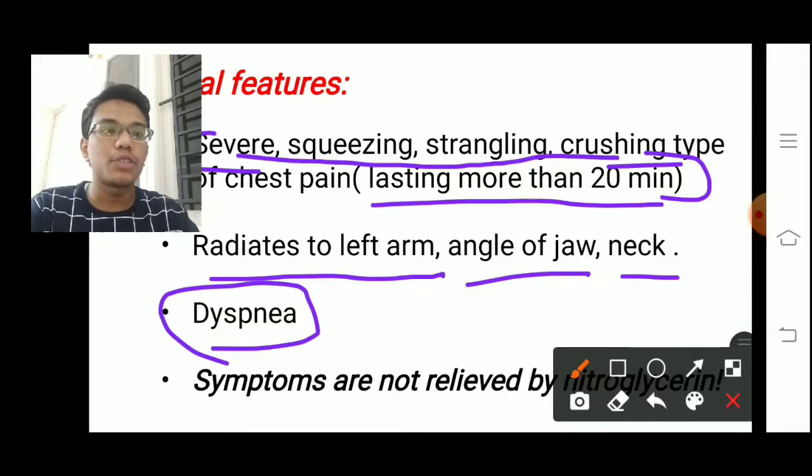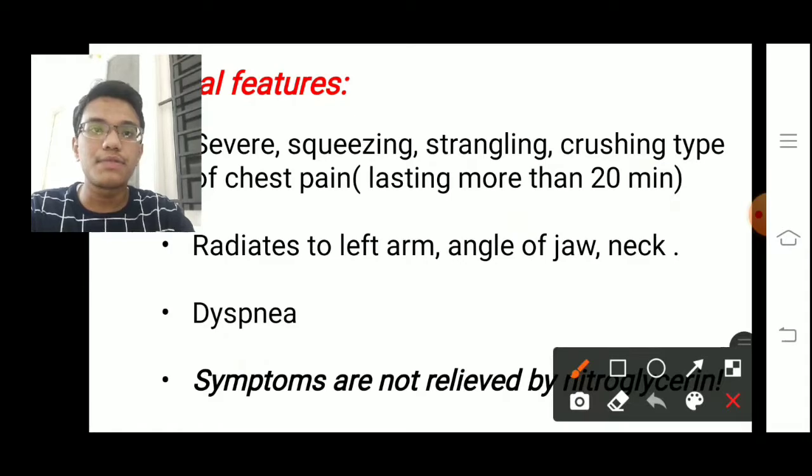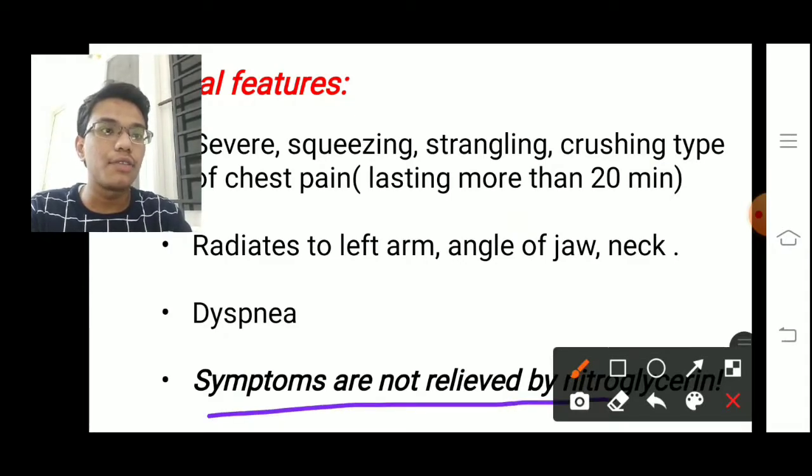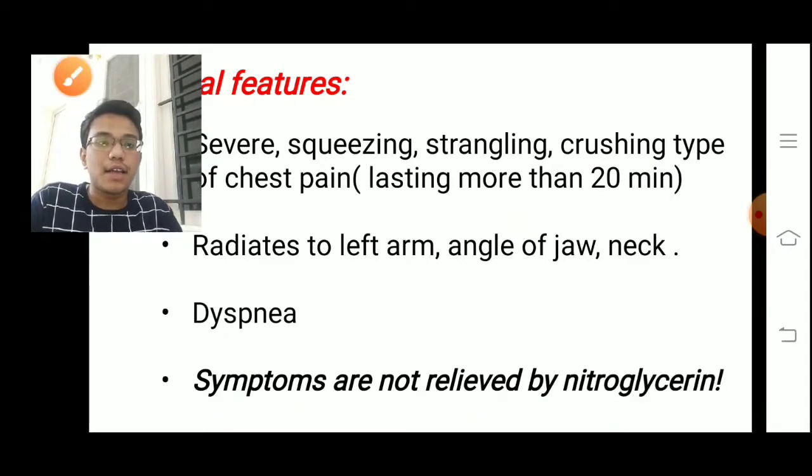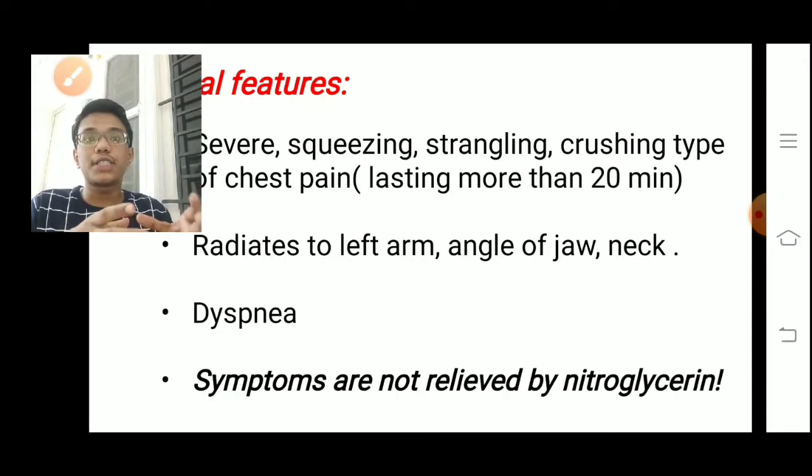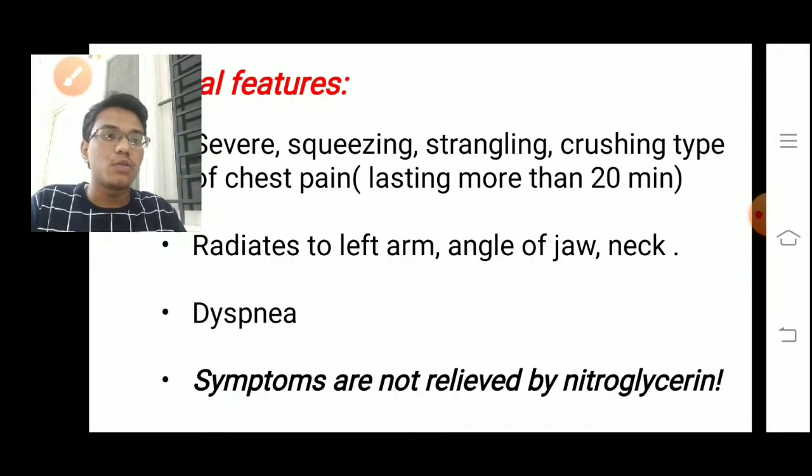One more thing is that the symptoms are not relieved by nitroglycerin. In stable as well as unstable angina, and also in Prinzmetal angina, the chest pain usually gets relieved by nitroglycerin, or if not relieved totally, at least for some time he may improve. But here in MI, symptoms will never be relieved by nitroglycerin. Got it? Because nitroglycerin causes vasodilation by converting into nitric oxide, but here thrombosis has occluded the vessel totally. Now if you vasodilate or vasoconstrict, nothing is going to happen.